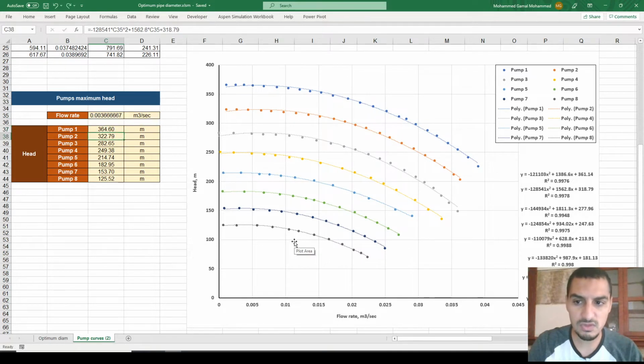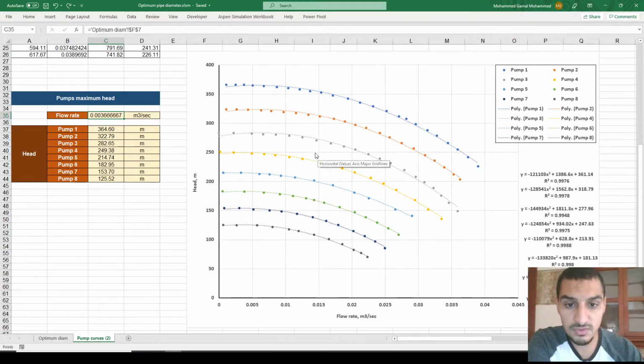So this is the equation for the first pump, the second pump, the third, fourth, fifth. This is the maximum head that we can get for each one of these. Just by providing the flow rate, we can simply know how much head the pump can provide. So let's say I'm using the 0.015 cubic meters per second flow rate, and I found that I need a head of 250 meters. If I go for this flow rate and go for 250, I would find myself somewhere between the third and the fourth pump.